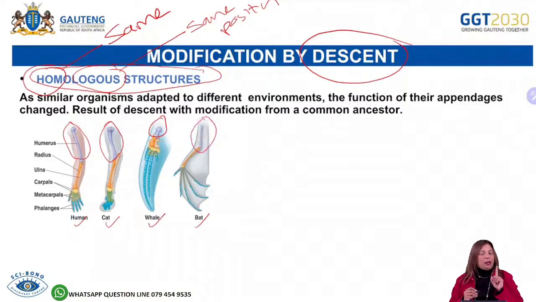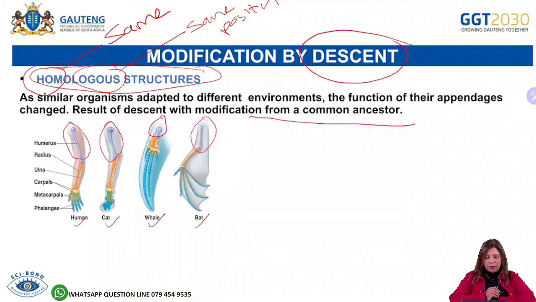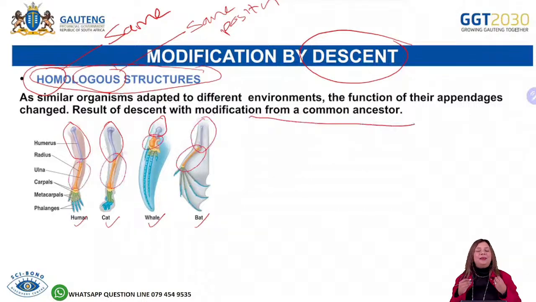Homologous structures, as the definition says, are similar organisms adapted to different environments, the function of their appendages. What are their appendages? The limbs. We are talking about the limbs. It's just a fancy word for attachments to the body. Appendages, attachments, okay? The result of descent with modification from a common ancestor. So if we look at the other bones, we can see there's the ulna. We can see that the same bones are found here. So I'm not lying, grade 12? You can see there is physical evidence. That is why scientists believe in this theory.